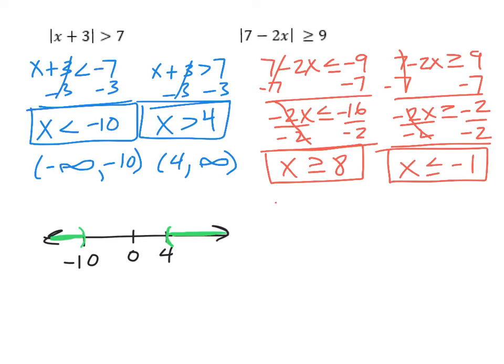Now if we switch this to interval notation, I'd start with a bracket, because I'm going to include 8, then head off to infinity and make it unbounded. Over here, negative infinity, unbounded, come up to negative 1 and include it.